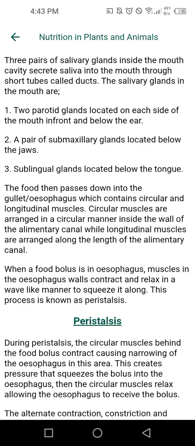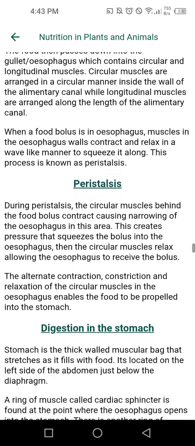The food then passes down into the gullet, esophagus, which contains circular and longitudinal muscles. Circular muscles are arranged in a circular manner inside the wall of the alimentary canal, while longitudinal muscles are arranged along the length of the alimentary canal. When a food bolus is in the esophagus, muscles in the esophagus walls contract and relax in a wave-like manner to squeeze it along. This process is known as peristalsis.